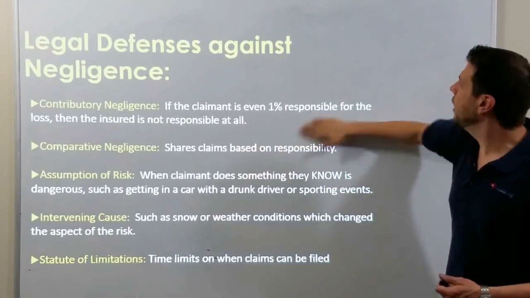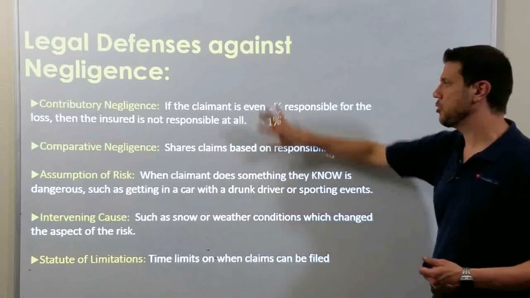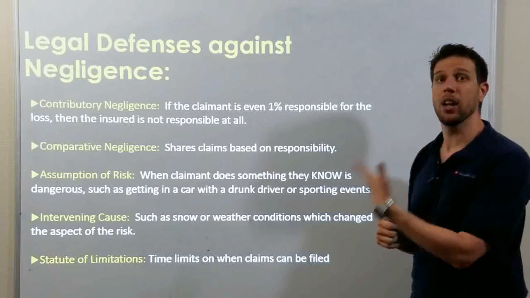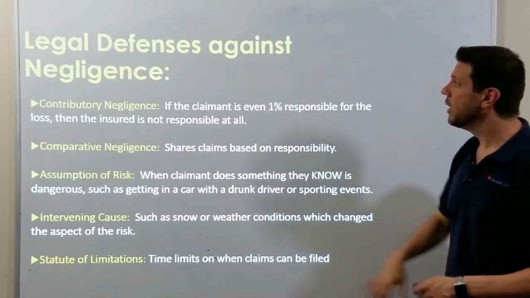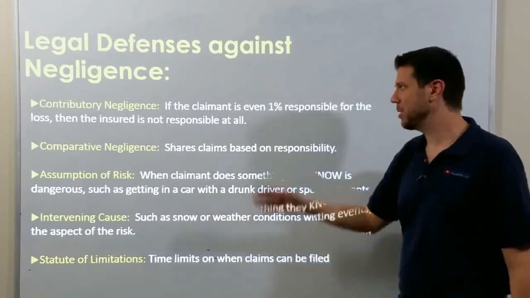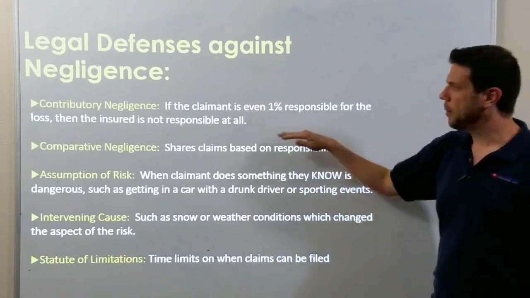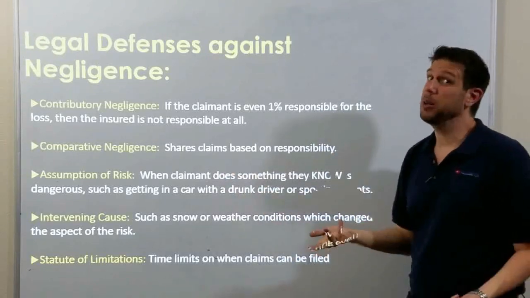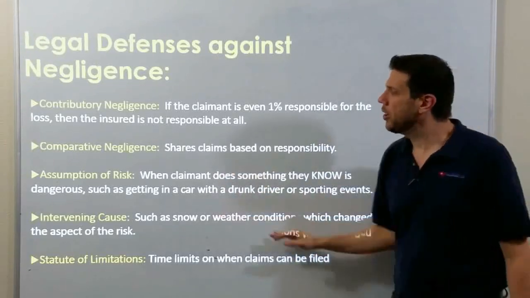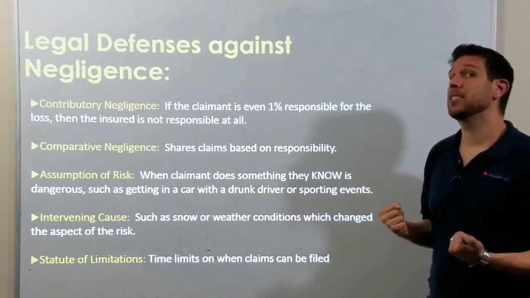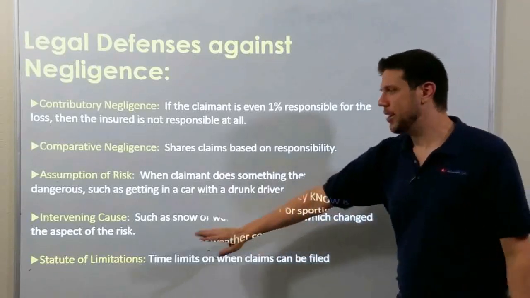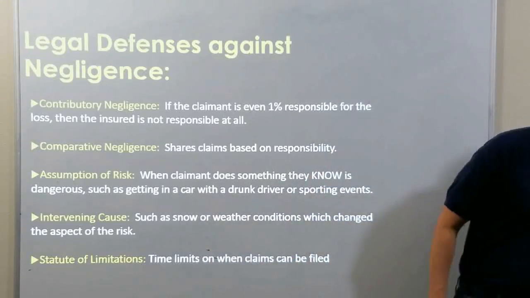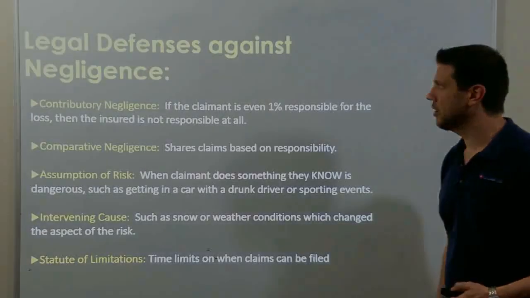So if you ever get accused of being negligent, you can try and use one of these defenses to either stop the lawsuit or to try and lower your chance of paying out. Contributory is completely blaming the victim, saying, look, man, it's your fault, not my fault. Comparative is where you both agree to share. Assumption is where you say, hey, you knew what was going on, so it's not my fault. Intervening cause is where, hey, I tried to fix it, but something stopped me. And then the statute of limitations is, hey, man, you waited too long to sue me, get out of here. So that's what you can use if somebody ever accuses you of being negligent.